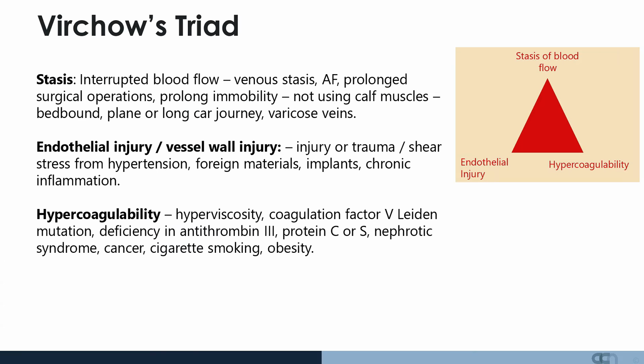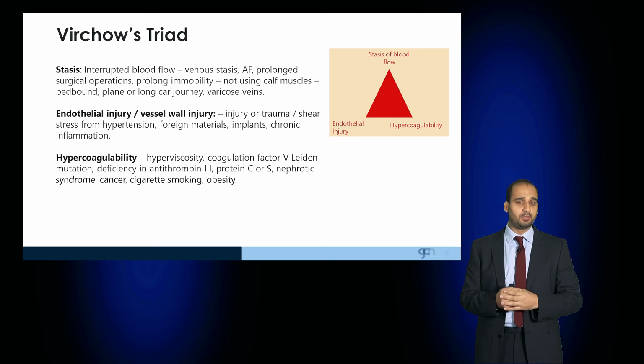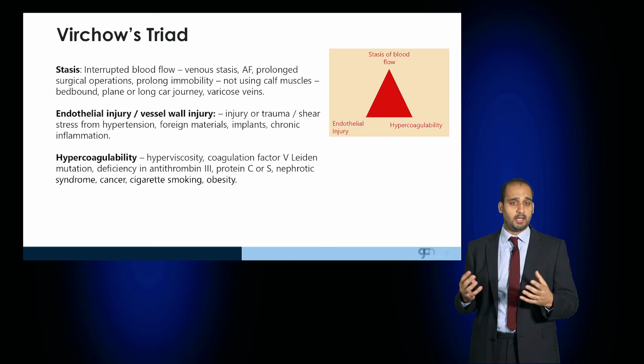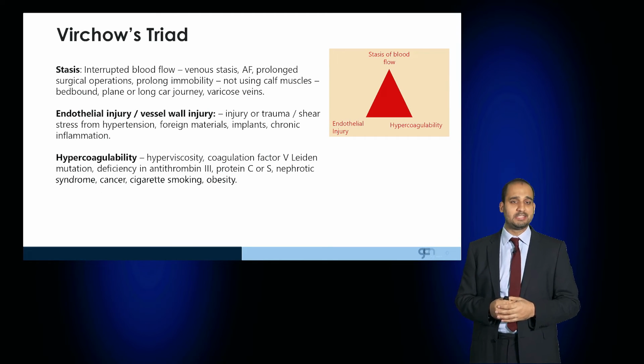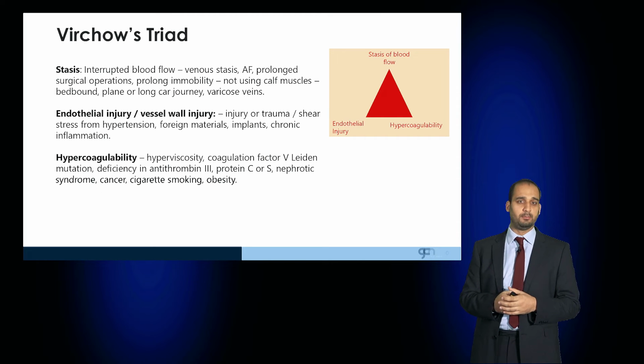Hypercoagulability can arise from various conditions that can lead to hyperviscosity of the blood, defects in coagulation factors such as factor V Leiden, deficiency in antithrombin III, protein C or S, or nephrotic syndrome in which these proteins are released. Cancer, cigarette smoking, and obesity can also predispose to clotting.